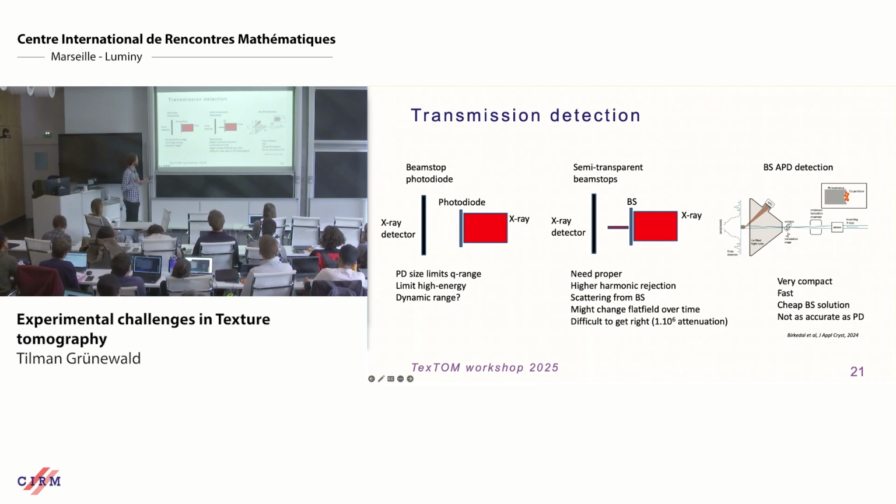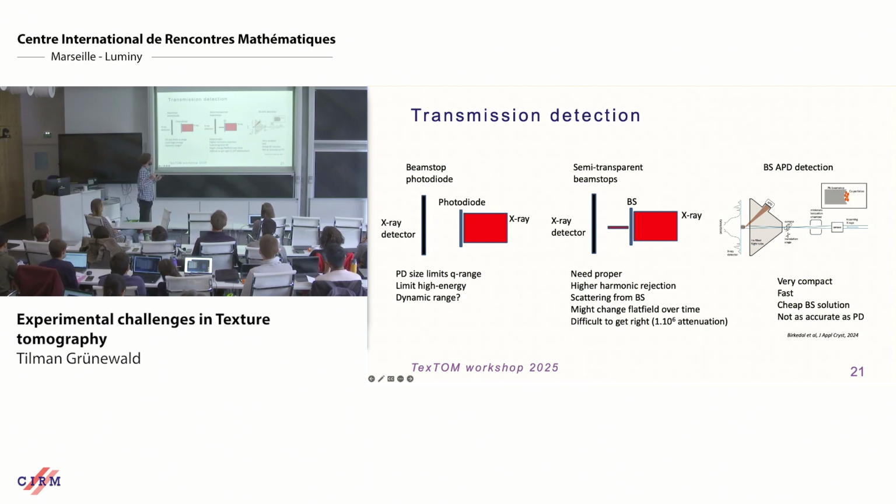Semi-transparent beam stops, basically a beam stop that is just an absorber thick enough that you don't kill your X-ray detector afterwards, are super nice in theory. As soon as you have higher harmonic problems, or scattering from the beam stop, or a detector that doesn't have a super stable flat field, this can really turn into a problem. So they are great if they're properly set up, but the pain of getting a beam stop that does exactly your attenuation is significant.